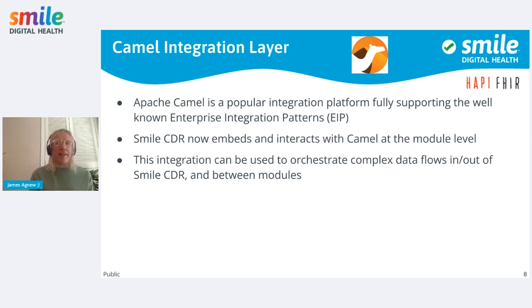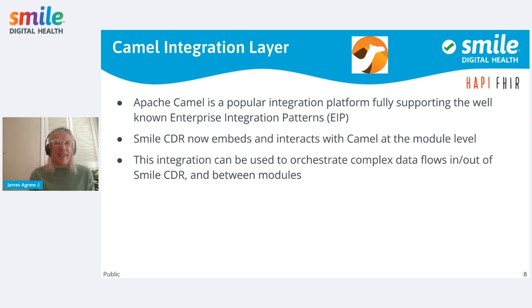We have integrated an integration layer into Smile CDR based on Apache Camel. If you're not familiar with Apache Camel, Camel is this amazing open source platform supported by the Apache Foundation that supports basically enterprise integration patterns, EIPs, and lets you connect things to each other and do all kinds of message routing and queuing and syncing and waiting and error handling and all the things that you need to do when you build big, complicated, data-bound applications.